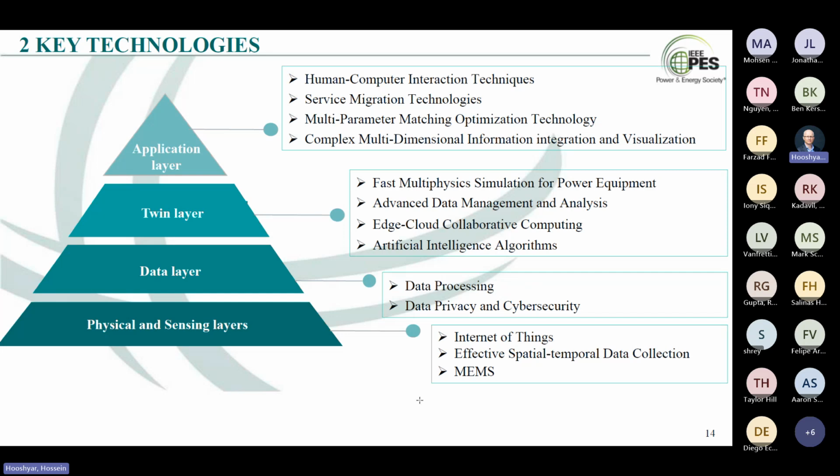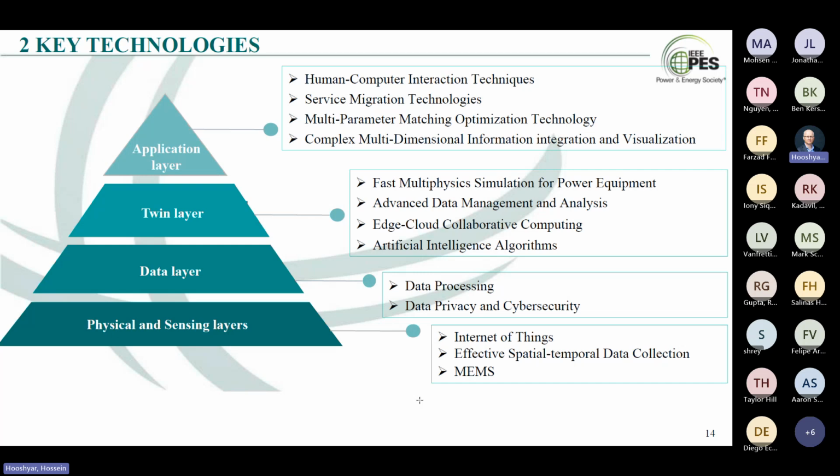And for each layer, we also share what kind of techniques we need to use for this layer. For example, for the physical and sensing layer, you need to think about the MEMS. So we are developing some nano or micro sensors to collect electrical data like current, voltage. We also use them to collect other information.